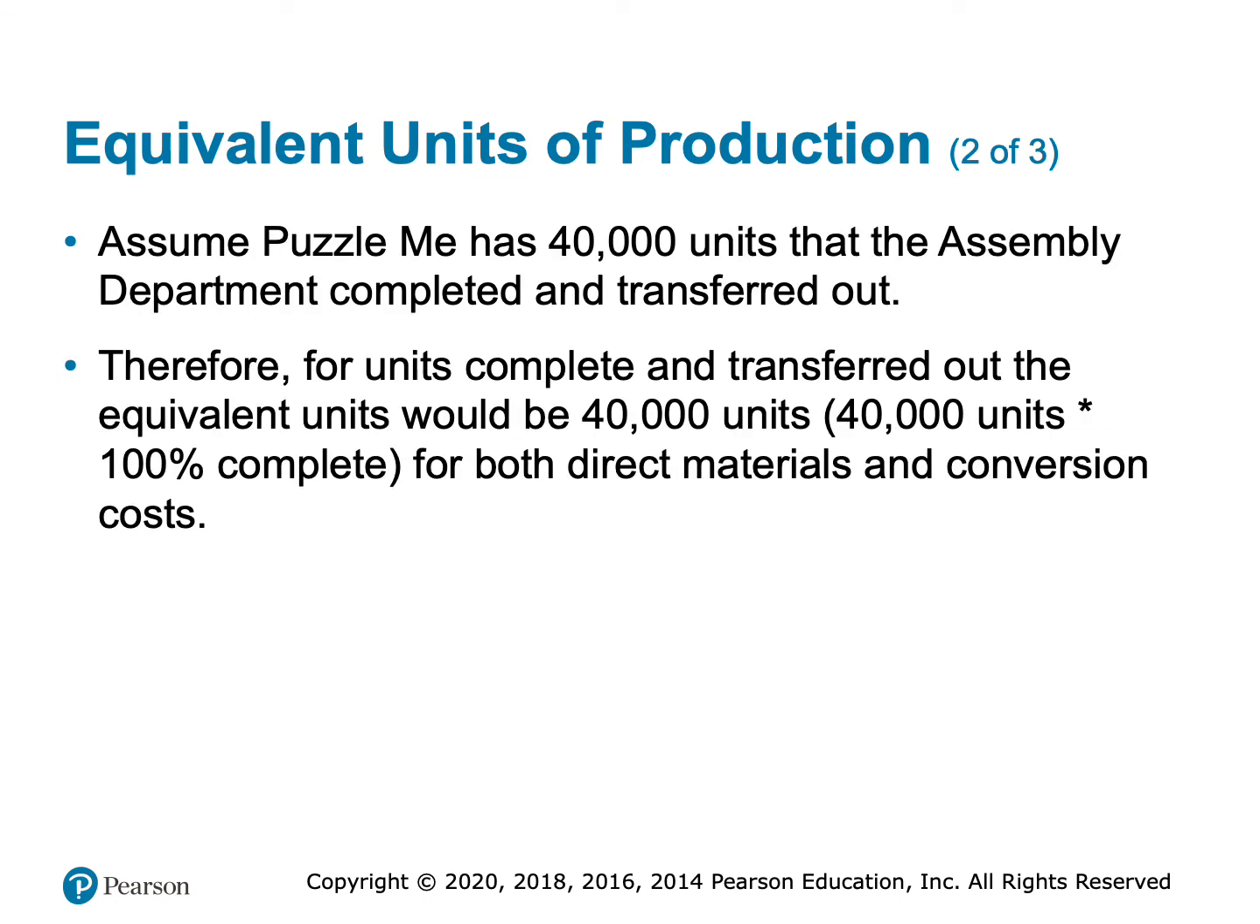So we're told to assume that Puzzle Me has 40,000 units that the assembly department completed and transferred to the cutting department, to the next department. Now those 40,000 units had to be 100% complete, or we would not have transferred them to the next department. So those 40,000 units are equivalent to 40,000 units for both materials and conversion cost. If they weren't complete, we wouldn't have transferred them to the next department.